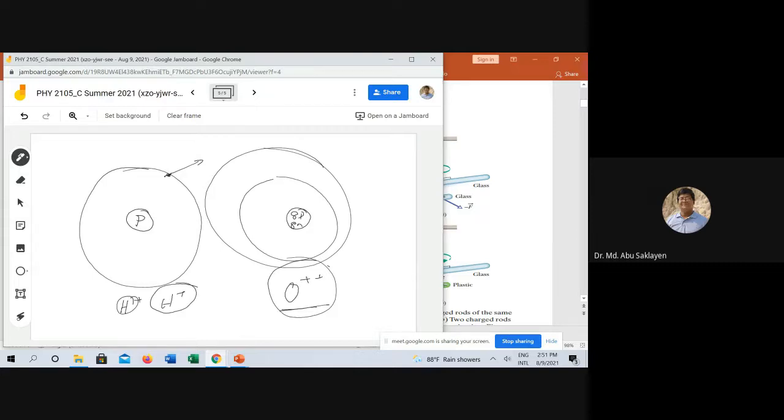So when you rub an object with another object, there will be some transfer, and this is a very small amount, not so much, a very small amount of the total charge in the object, transferred from one object to another.